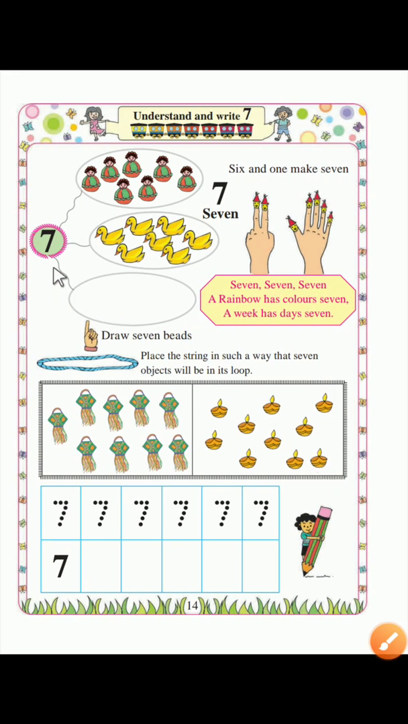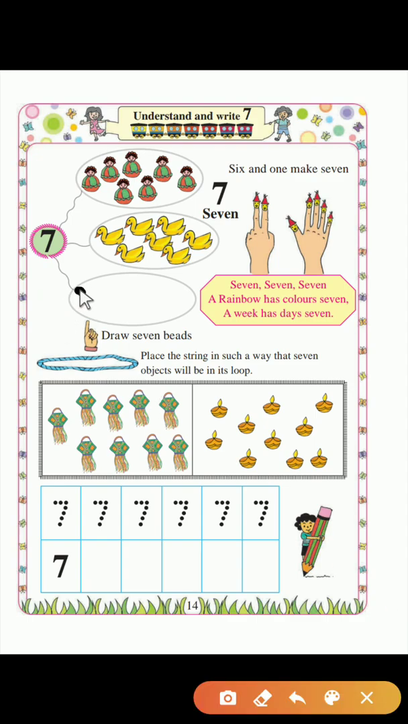Seven. Draw 7 beads. 1, 2, 3, 4, 5, 6, 7. Here 1, 2, 3, 4, 5, 6, 7, 8, 9 lanterns are there. We need to put this string around only 7. So we will start from here.